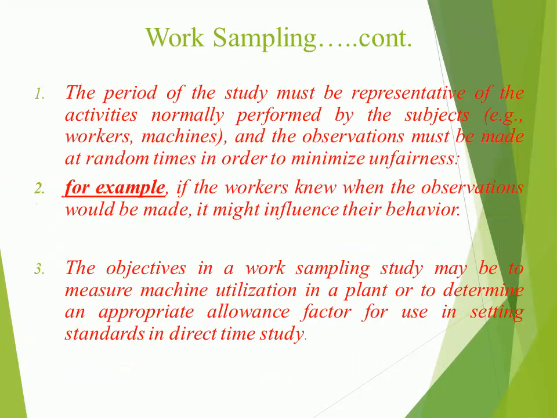The period of the study must be representative of the activities normally performed by the subjects, e.g., workers, machines, and the observations must be made at random times in order to minimize unfairness. For example, if the workers knew when the observations would be made, it might influence their behavior. The objectives in a work sampling study may be to measure machine utilization in a plant or to determine an appropriate allowance factor for use in setting standards in direct time study.